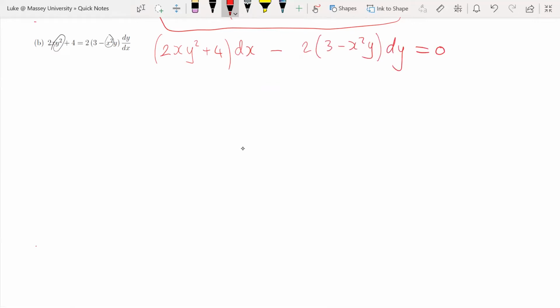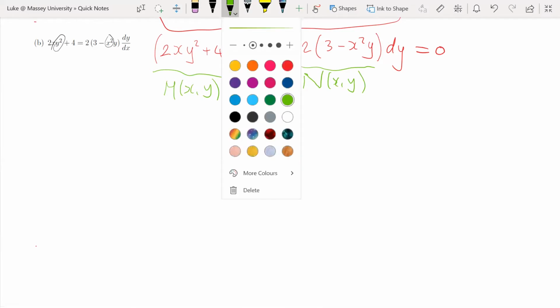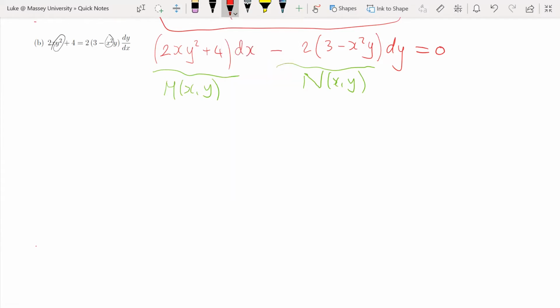Okay, so here I have something that I can test whether it is an exact equation or not. Here I have this function M, and over here, including the negative, I have this function N. I want to test if this is an exact equation or not, which of course means that I have to calculate the two partial derivatives.